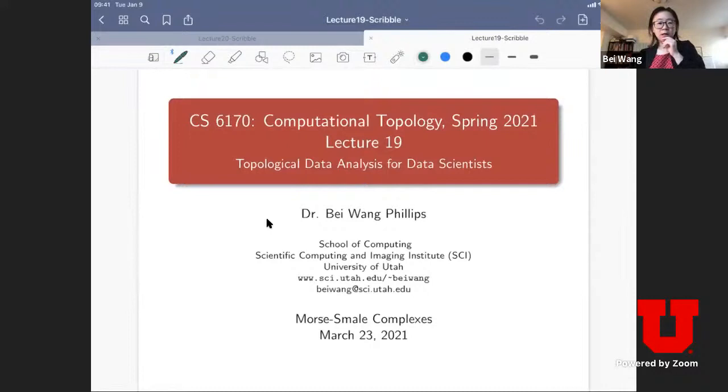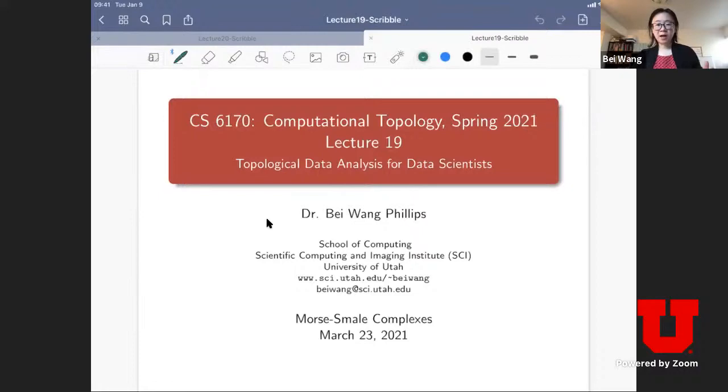Okay, so last lecture, we talked about one general class of topological descriptors, sometimes called topological structure, sometimes called topological summary. They are the merge tree, contour tree, and Reeb graphs. So they are more graph-based topological descriptors. Specifically, their structure relies on the level set or the sub-level set of the function. In other words, the level set of the function is sometimes also called contours. So the structure relies on the contour behavior.